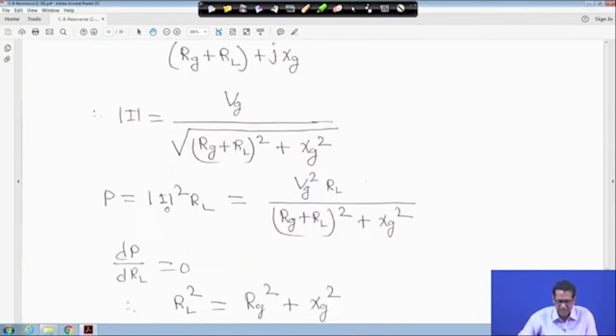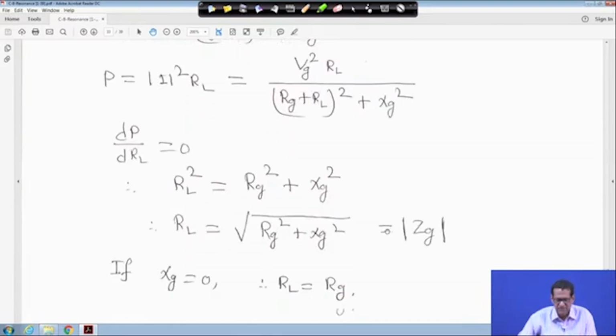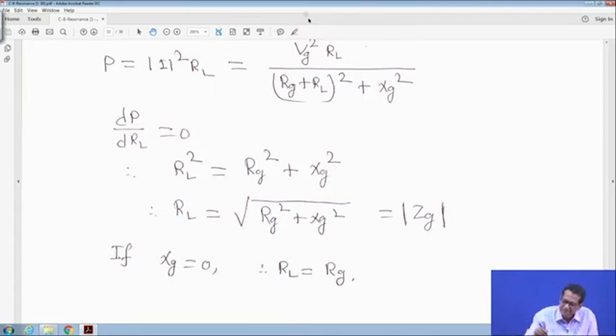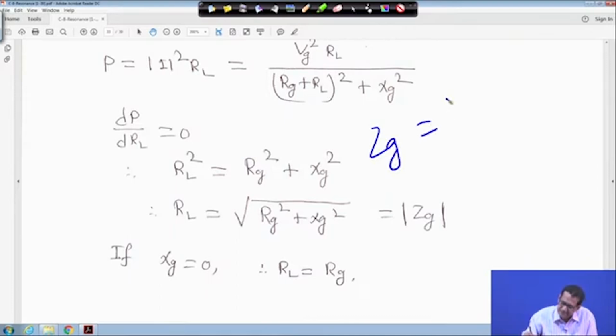Therefore the power loss across RL is magnitude I square into RL. So VG square into RL by (RG plus RL) square plus XG square. Now for maximum power transfer, dP upon dRL is equal to 0. If you make it 0, you will get RL square equal to RG square plus XG square. That means RL is equal to root over RG square plus XG square, which is equal to the magnitude of ZG, because ZG was given as RG plus jXG.